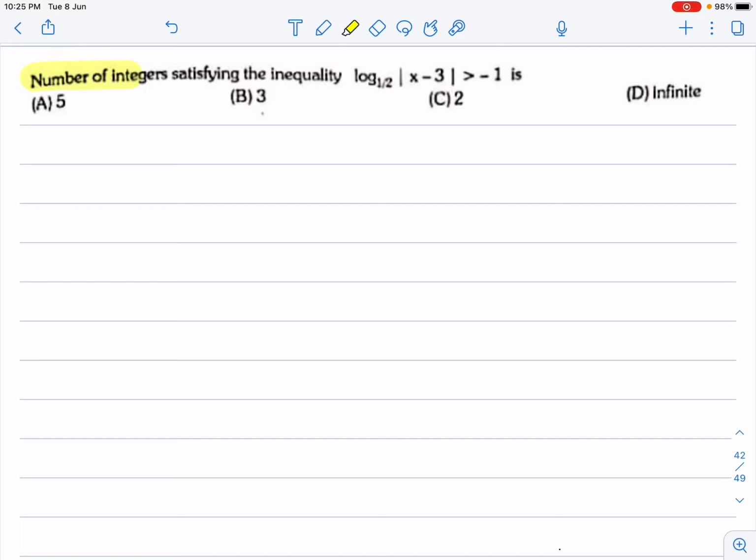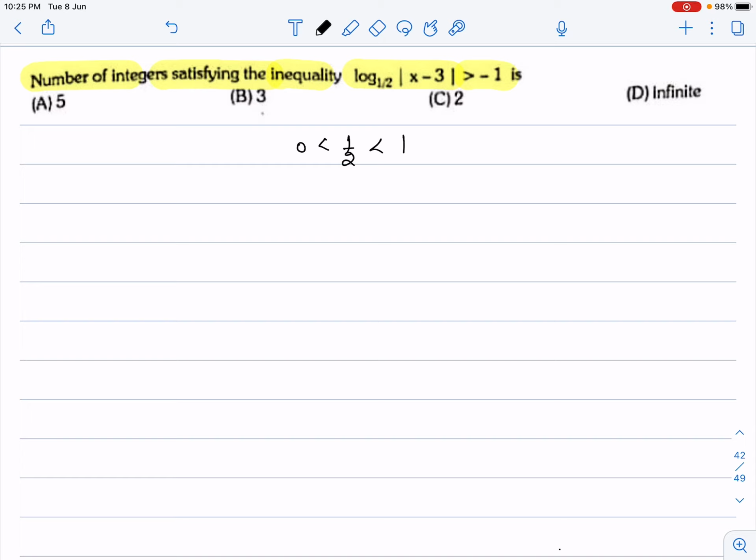Number of integers satisfying the inequality log of mod x minus 3 base 1 by 2 is greater than minus 1 is asked to you. So guys, the base of the logarithm is in between 0 and 1. That means it's a decreasing function, and whenever we have a logarithm of anything as a decreasing function in the form of an inequality, when I take the anti-logarithm, the inequality would definitely shift.